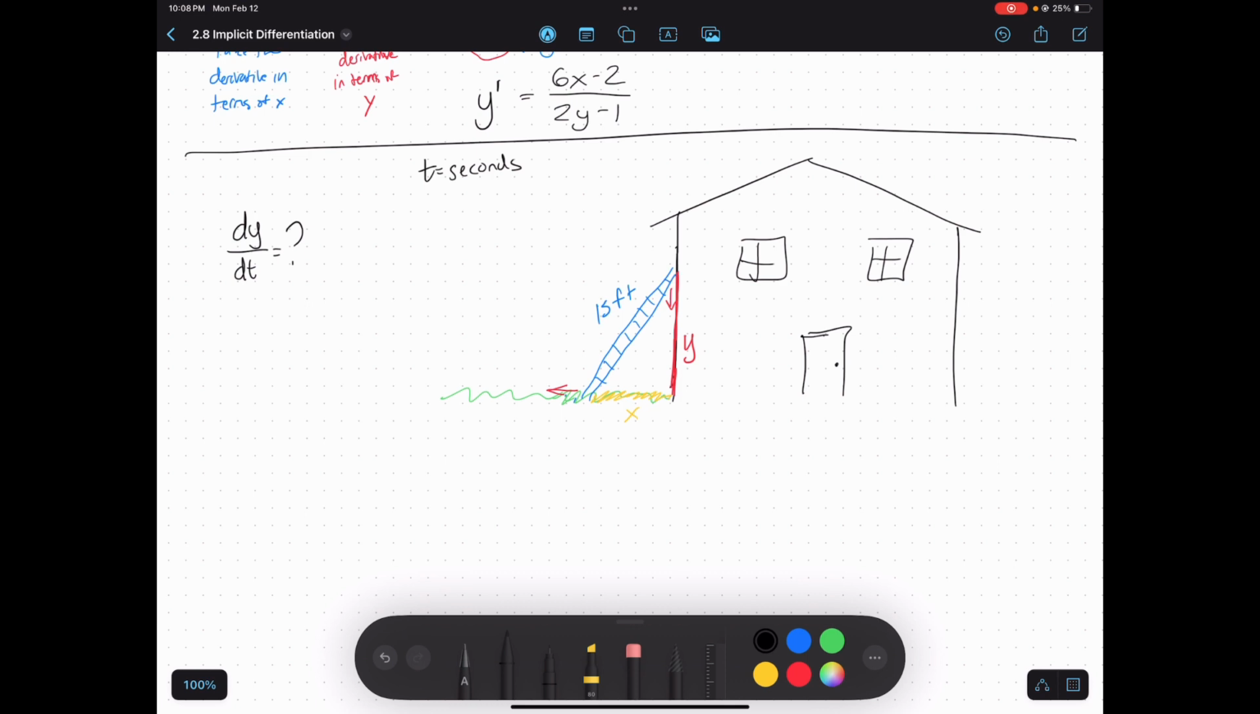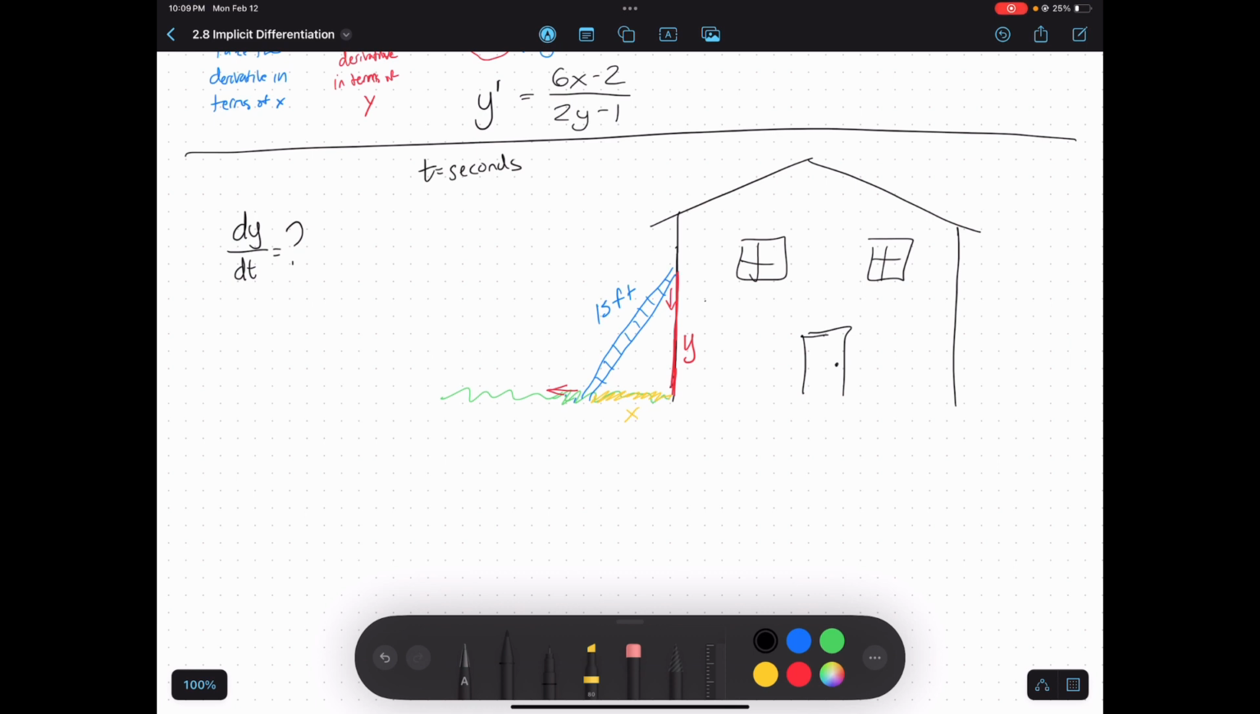And we already labeled what y is. y is this distance along the side of the house. So what we're going to try and calculate is, how is this distance over here changing? How is that distance from the top of the ladder to the ground changing over time? Okay. Now, if the ladder were stationary, this would be 0, right? If that ladder wasn't moving, that would be 0 because that distance isn't changing. But because the ladder's slipping down, this value should be non-zero.